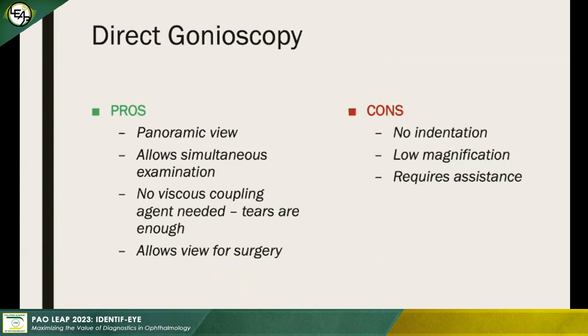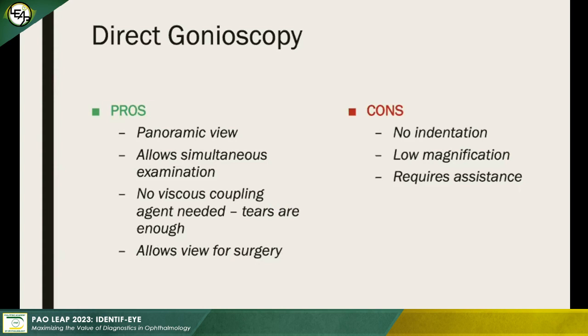So what are the relative pros of direct gonioscopy? The good thing is that it has a panoramic view because you're seeing a number of clock hours with one view. You can allow simultaneous examination, meaning you can have both lenses on the patient, and if you have to compare one clock hour to another clock hour, you can just shift your position. You don't need any viscous coupling agents. Tears are enough. And probably the biggest pro is that you can use this for surgery.